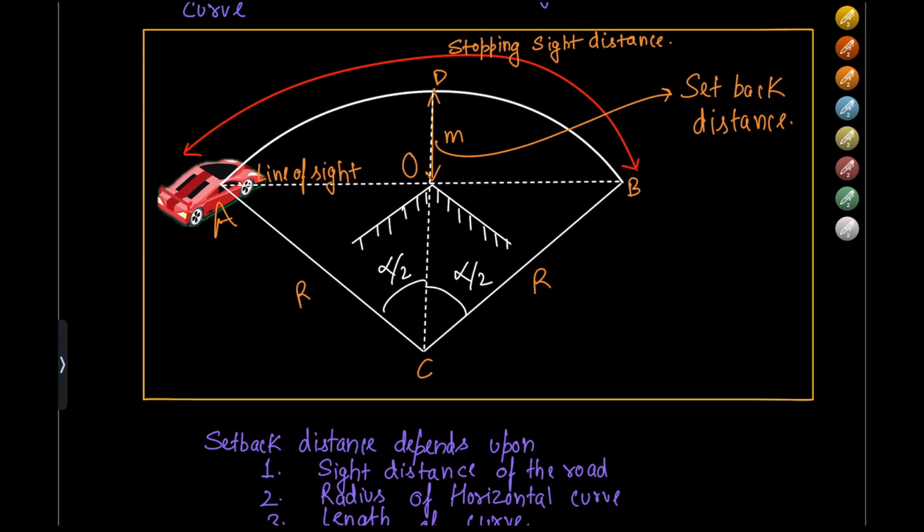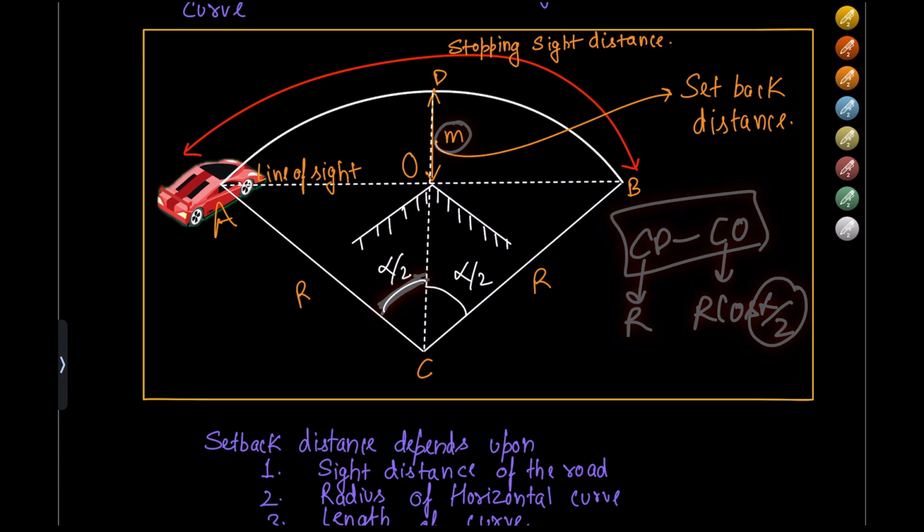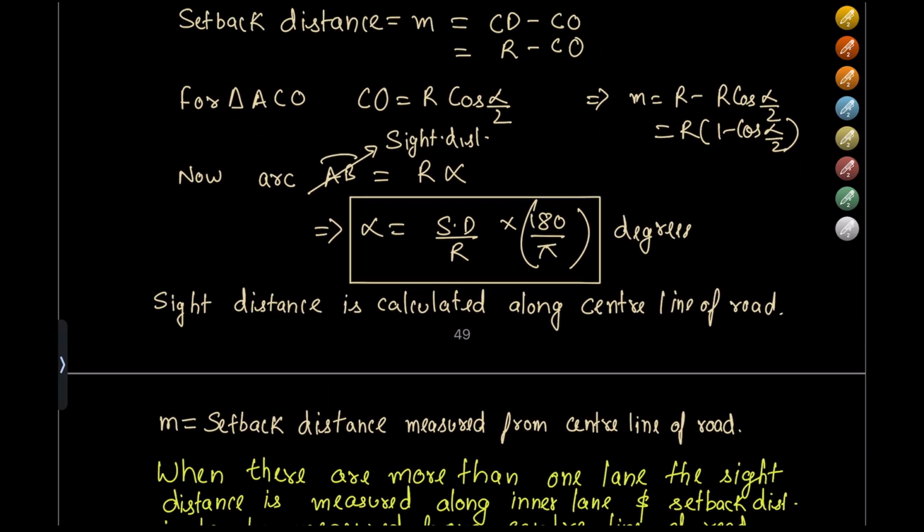Since CD is equal to the radius of the curve, CD is equal to R, and CA is also equal to R, so M can be given as CD minus CO. Now CD is equal to R and CO is equal to R cos alpha by 2. Now what is alpha by 2? Alpha by 2 is the angle subtended by the curve at the center of the curve. Alpha is the total angle and alpha by 2 is half of that angle, right?